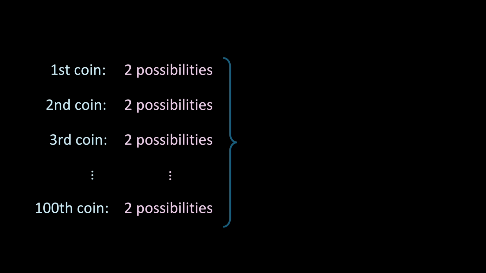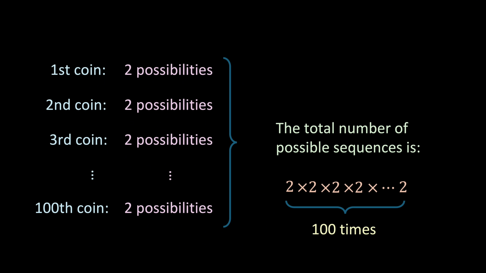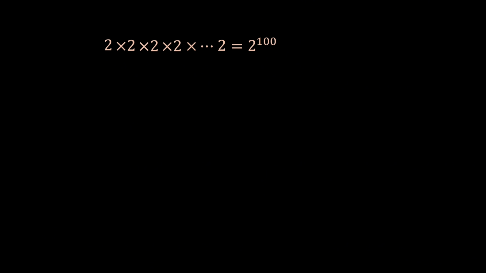Because these choices are independent, the total number of possible sequences is found by multiplying. Two choices for the first coin, times two choices for the second, times two choices for the third, and so on, repeated 100 times. And this is simply equal to 2 raised to the power of 100. And so we see that the total number of possible sequences, 2 to the power of 100, is roughly equal to 1.27 times 10 to the power of 30.